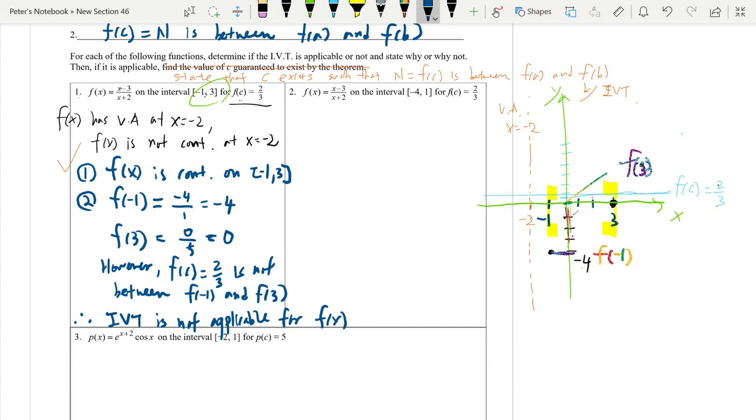F of x. Well, you know what? You don't have to write this out. Really unnecessary. Yeah, just say IVT is not applicable in this case.